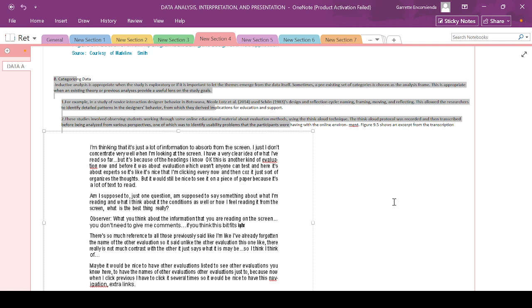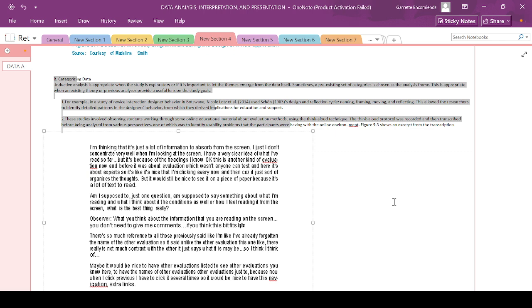This is appropriate when an existing theory or previous analysis provides a useful lens for the study. So, if you already have some clue of what you want to study, then categorizing minimizes the time of doing this. For example, in a study of novice interaction design behavior in Botswana, the design and reflection cycle of naming, framing, moving, and reflecting allowed the researchers to identify detailed patterns in the design behavior from which they derived implications for education and support.